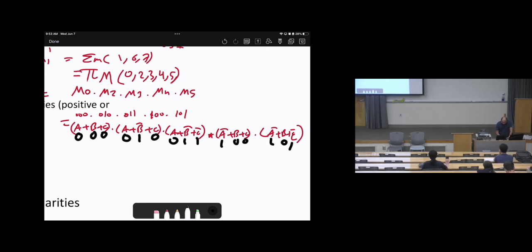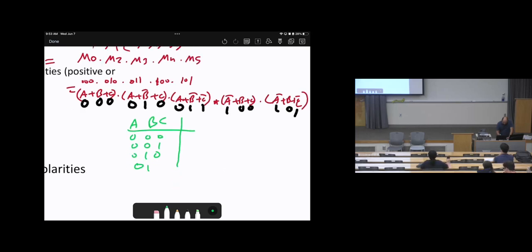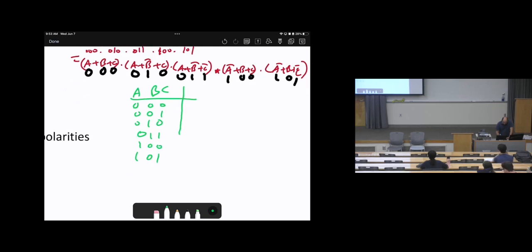If we need to represent this in a truth table, we can make it as shown here. Here is A, B, C, then 0, 0, 0, 0, 0, 1, 0, 1, 0, 0, 1, 1, 1, 0, 0, 1, 0, 1, 1, 1, 0, 1, 1, 1. So here is the function f.